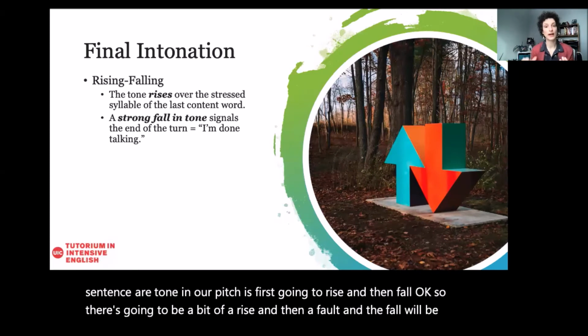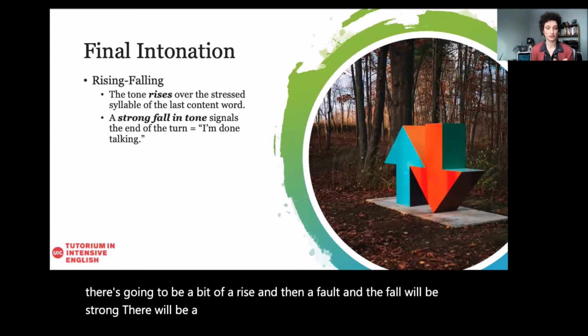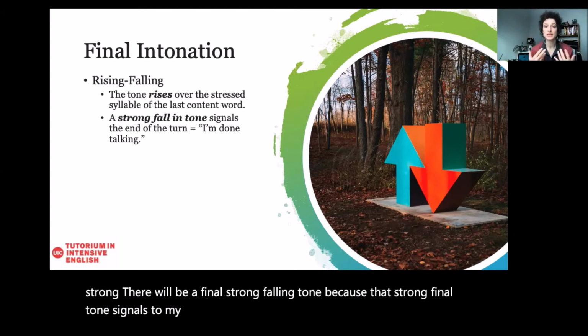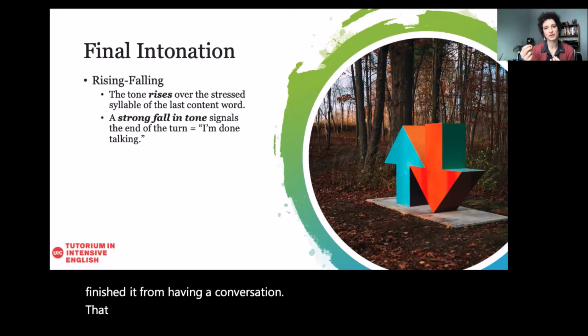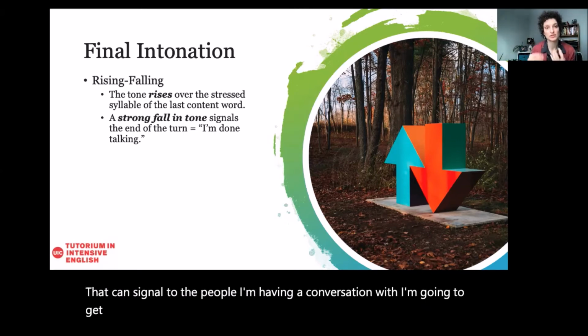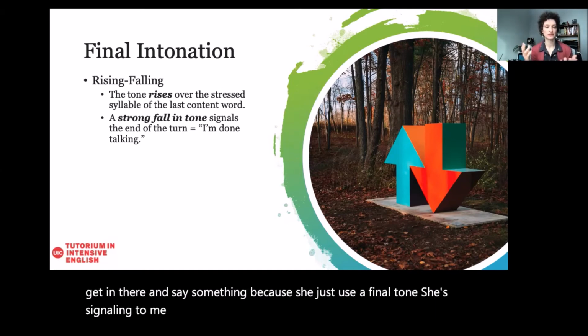It will be a final, strong falling tone, because that strong final tone signals to my listener that I'm finished speaking or my turn is finished. If I'm having a conversation, that can signal to the people I'm having a conversation with, oh, I'm going to get in there and say something, because she just used a final tone. She's signaling to me that her turn is finished or she's done talking.